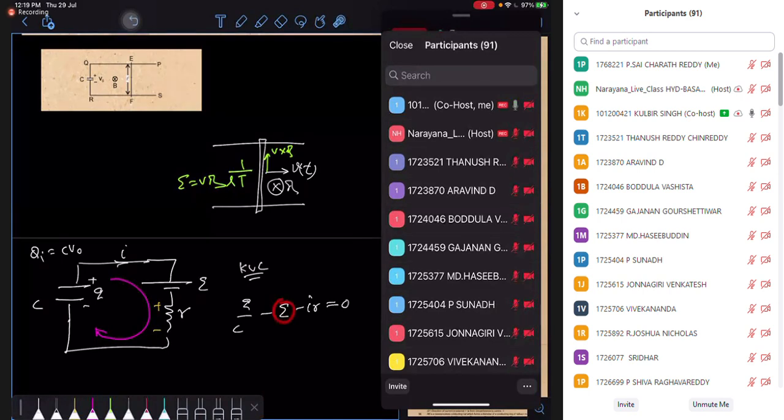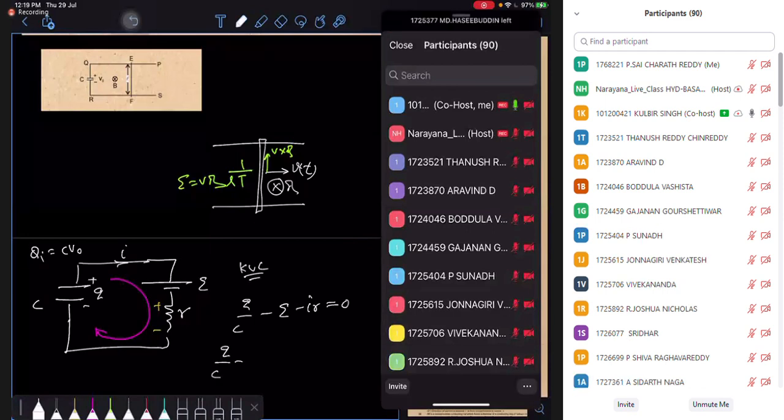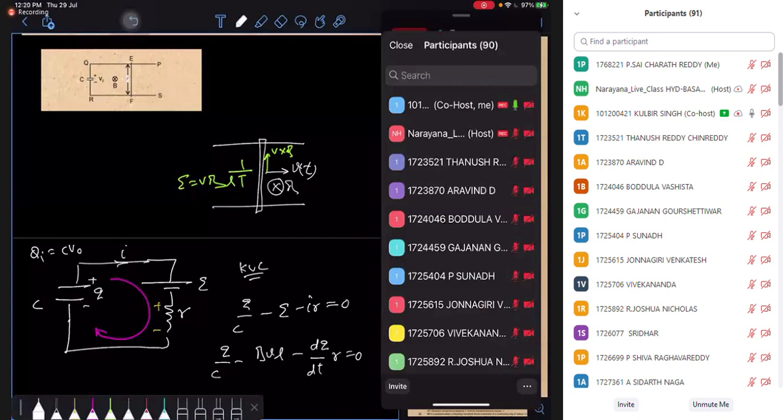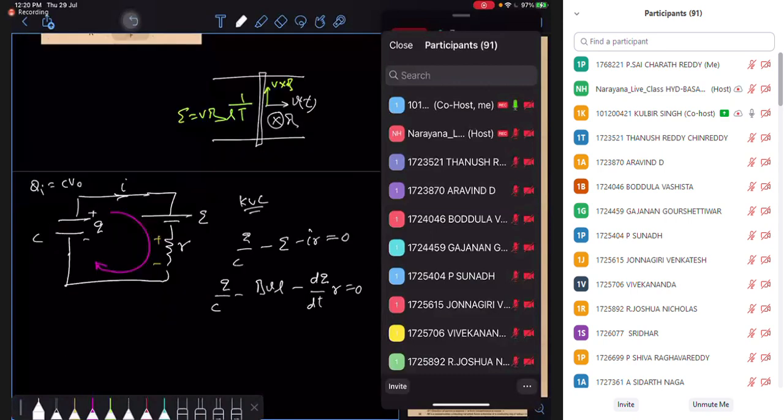Here, is E a constant term or a variable term? E is BVL, and the current here is dQ by dt. In this equation you have three variables: Q is a variable, V is a variable, and time is a variable. One equation, three variables, so it's not possible to solve.